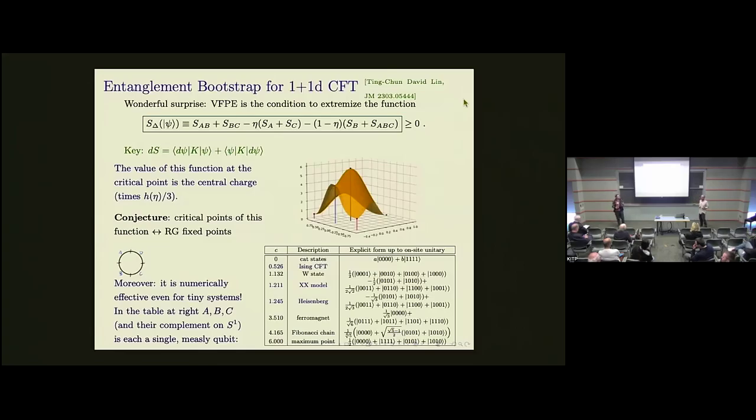Maybe one thing I should say is, if we restrict ourselves to relativistic systems and take a particular limit of eta, this function actually has a close relationship to the C function defined by Casini and Huerta, which they proved is monotonic in relativistic theories. Yeah. Other questions?